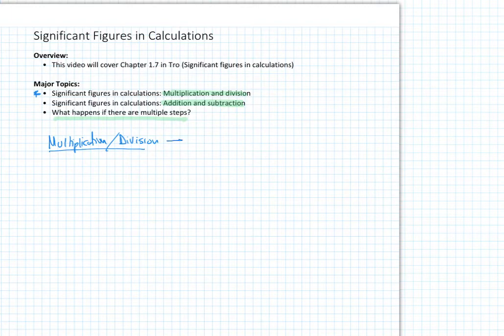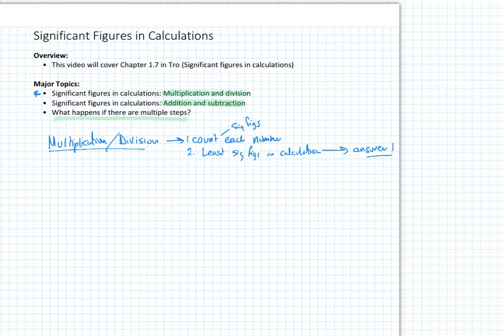So here's the rule. Multiplication division, you count the sig figs of each number that you're multiplying or dividing by. That's step one. And step two is whatever is the least number of significant figures in the calculation, that's what the answer is. In other words, if 2 is the least number of significant figures in your calculation, your final answer can only have 2 significant figures.